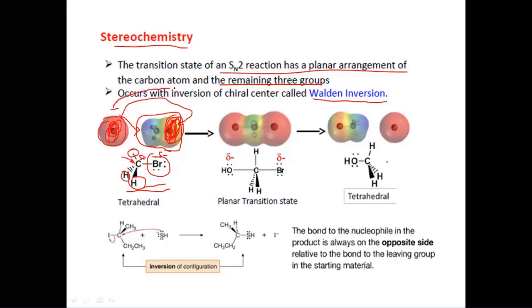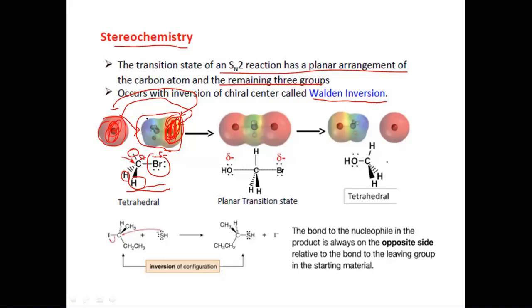Do you feel that the negatively charged nucleophile can easily approach from this side to attack this carbon? No, because like charges repel each other, and unlike charges attract each other, right? In this case, the nucleophile is negatively charged, and this side also has a partial negative charge because of the electronegativity difference between carbon and bromine. So the nucleophile prefers not to attack the carbon from the same side as the leaving group leaves.